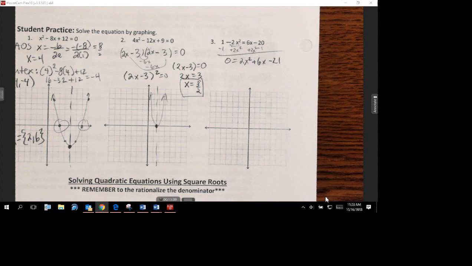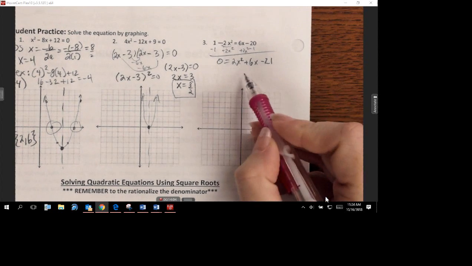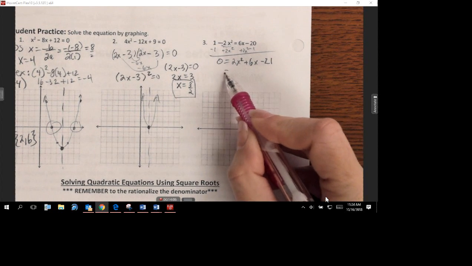And then I cannot combine 2x squared and 6x because they're not like terms, so I just write them next to each other. And then I am choosing to do this by factoring. You could choose to do this by finding the axis of symmetry, plugging it in, finding the vertex, finding more points, and figuring out where the x-intercepts are. I'm going to do this by factoring, if it factors.